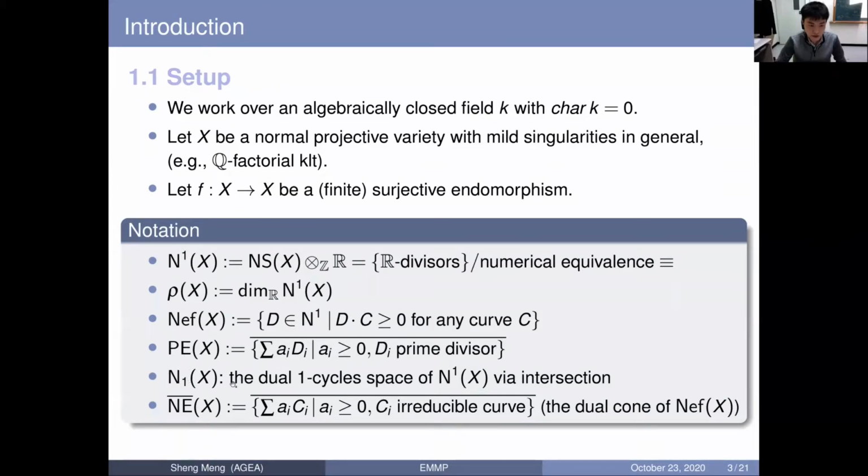We also consider the dual space of N^1, which we denote by N_1(X), which is the space of 1-cycles, also modulo numerical equivalence. And its pseudo-effective 1-cycle cone. Okay.